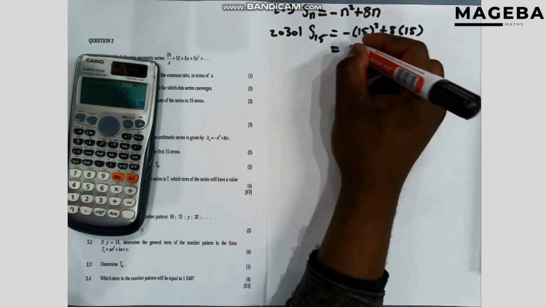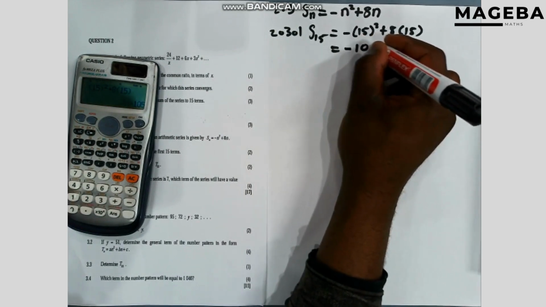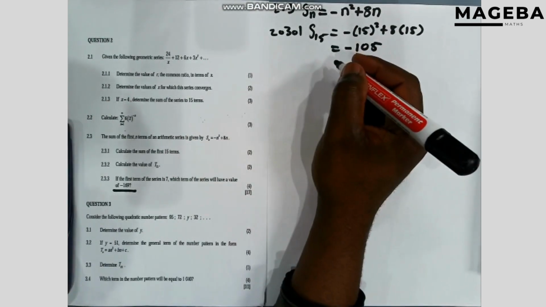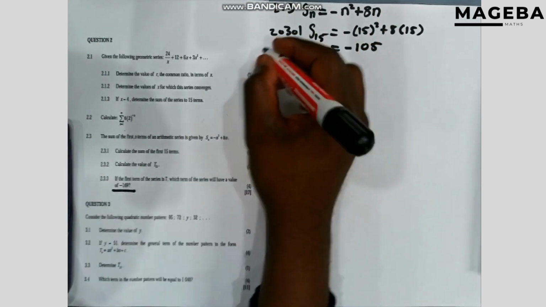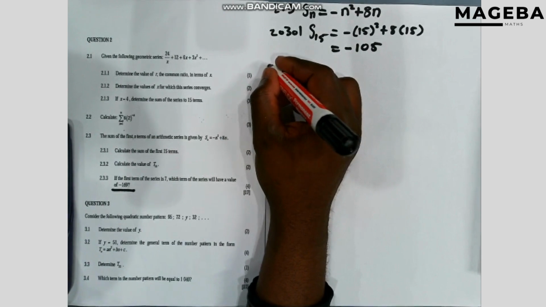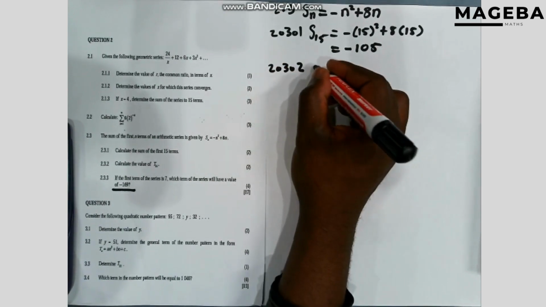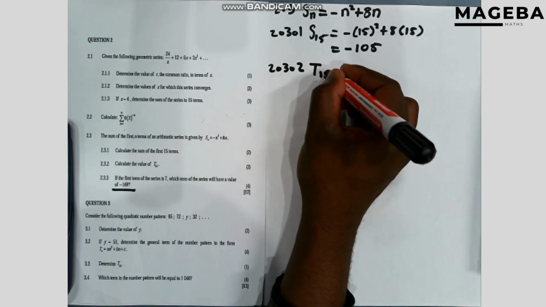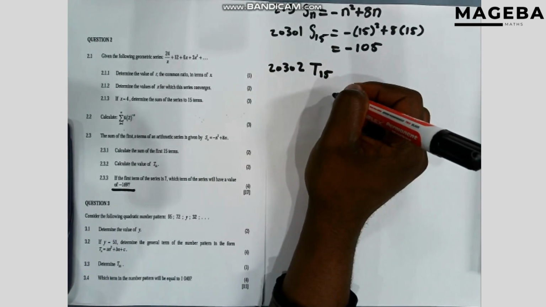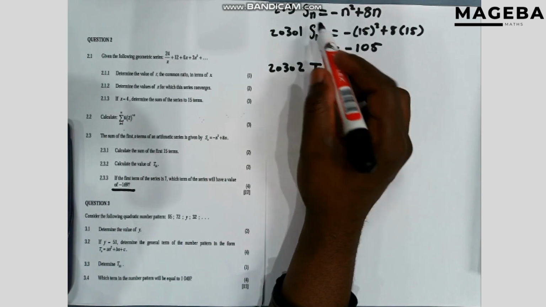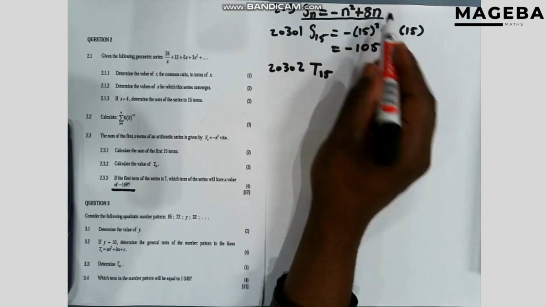And our answer is just negative 105. This is how we find the sum of the 15th term. And then 2.3.2, now they are saying let's calculate the T15, term number 15. How do we calculate this one now if we have this formula of the sum?